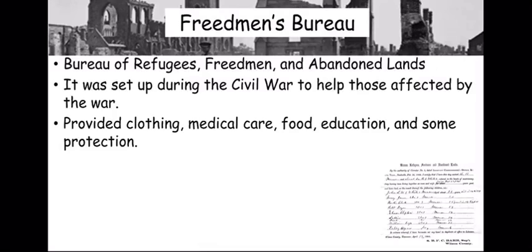Hate groups began to kind of rise up, things like the KKK and other sorts of vigilante justice groups and things like that were mistreating former slaves and African Americans. They needed protection from that, because they were being abused.